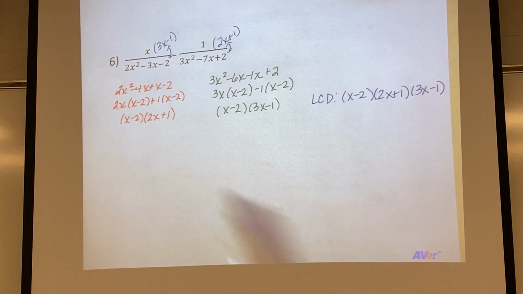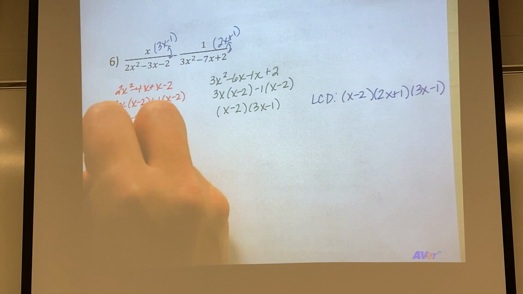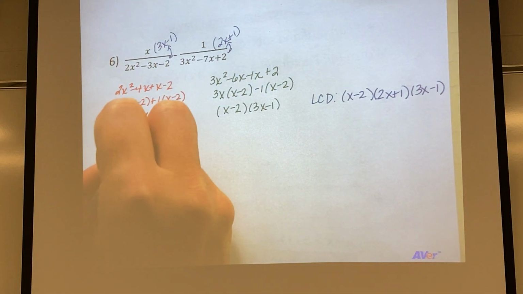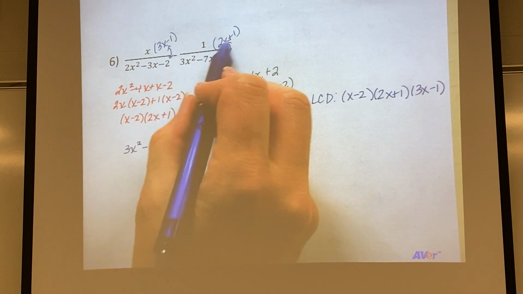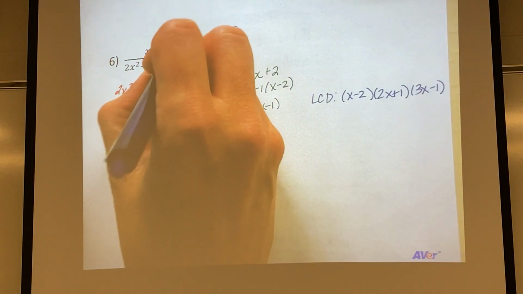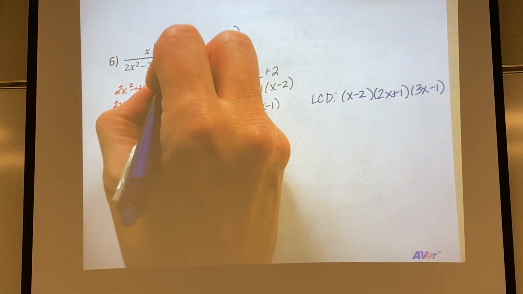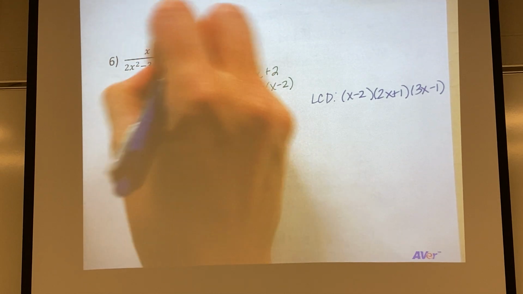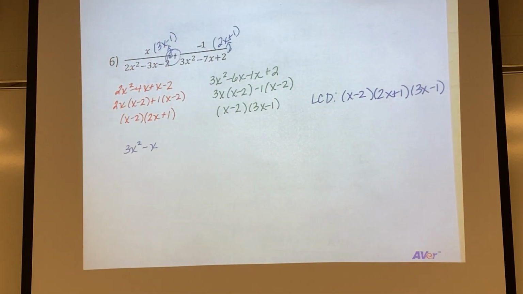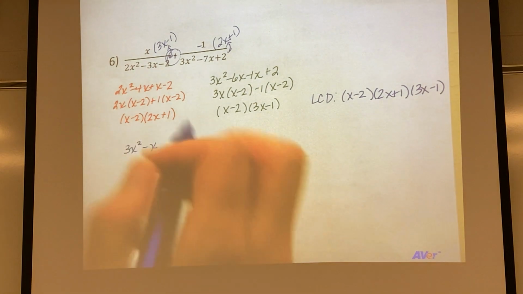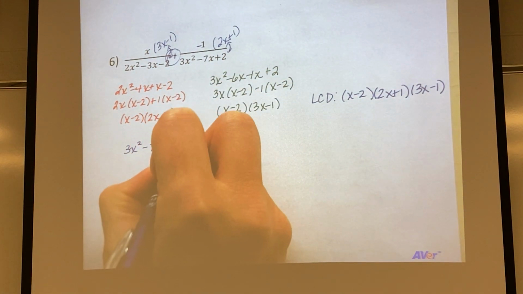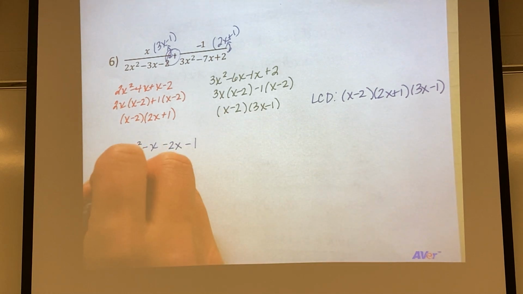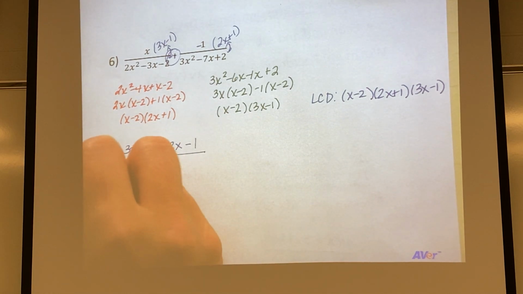All right, so when we multiply that first group, we have 3x squared minus x. This next one we multiply, we have to be really careful because of the sneaky subtraction sign. I would recommend changing it to addition and making that a -1 so that you remember to distribute it all the way through. So -1 times 2x minus 1 all over our LCD.